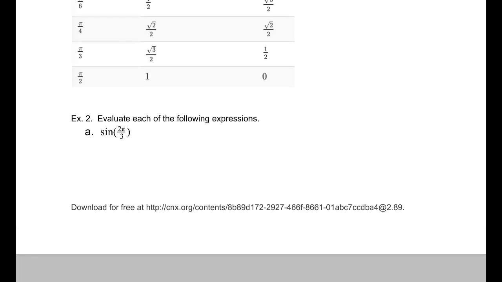So, example 2, evaluate each of the following. We have sine of 2 pi thirds. Well, pi is all the way, it's 180 degrees, so 2 pi over 3 is going to be an angle right over here. So really, our angle theta is that right there. But we are concerned about the x and the y values of a point over here. So really that's the point we're talking about.